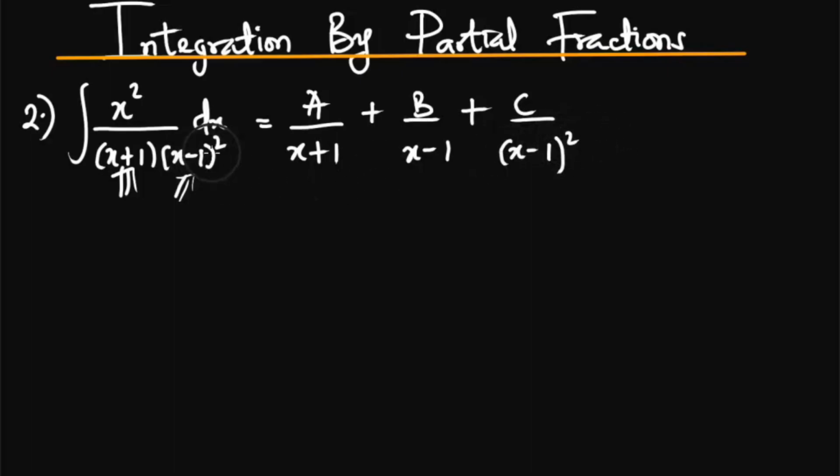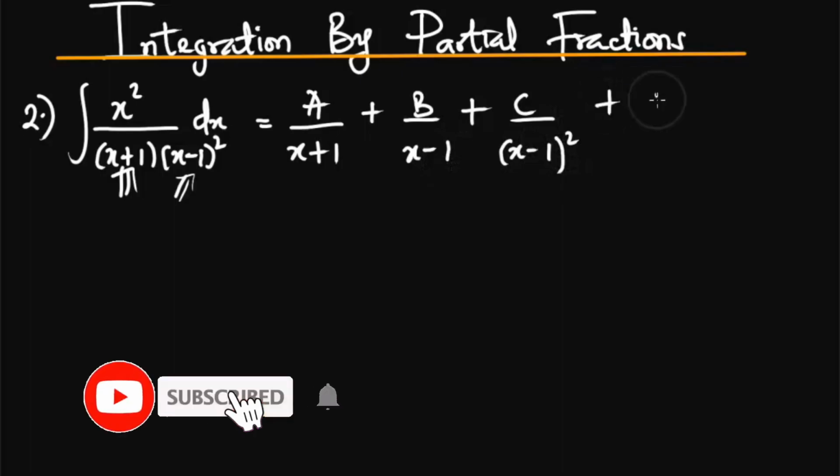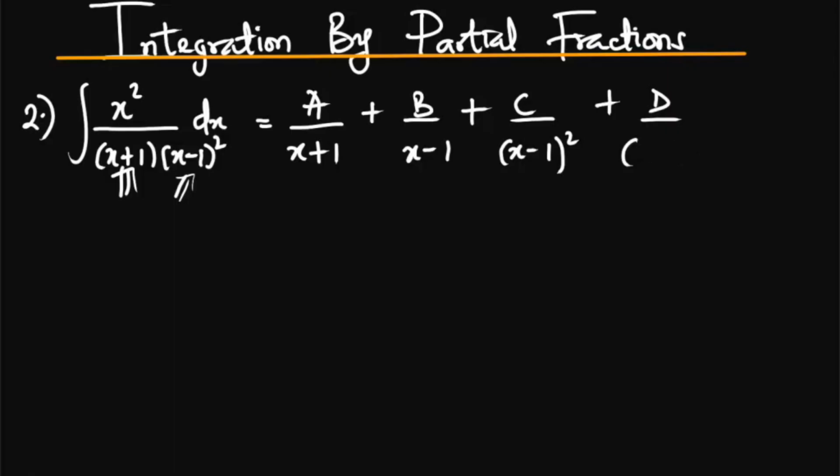If it's a factor which is cubed, it is going to be a constant over x minus 1 first, then over (x minus 1) squared, then another constant, and then over (x minus 1) cubed. That is if it is cubed. So that's basically that. At this point, we can proceed with our integration.